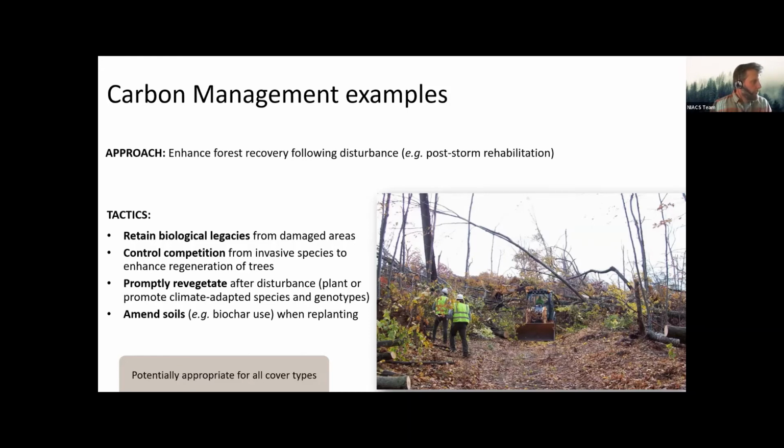Certainly, invasives can be a concern if they're already present, and so just having an eye towards controlling any invasives that look like they might be becoming a problem, particularly for the growth of some of the regeneration, so that you're minimizing that competition. And then revegetating, amending soils, if it seems like soil conditions are proving to be a challenge for reestablishment of trees as well.